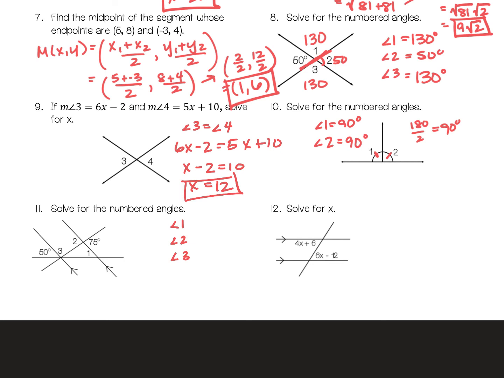On number 11, we're asked to find angles 1, 2, and 3. I'm going to begin by finding angle 2 because I see it's vertical with the 75 degrees. So angle 2 is 75 degrees. And then angles 2 and 3 would be same side interior angles. And that means that they're supplementary, so they would add up to 180. So angle 3 is 105.